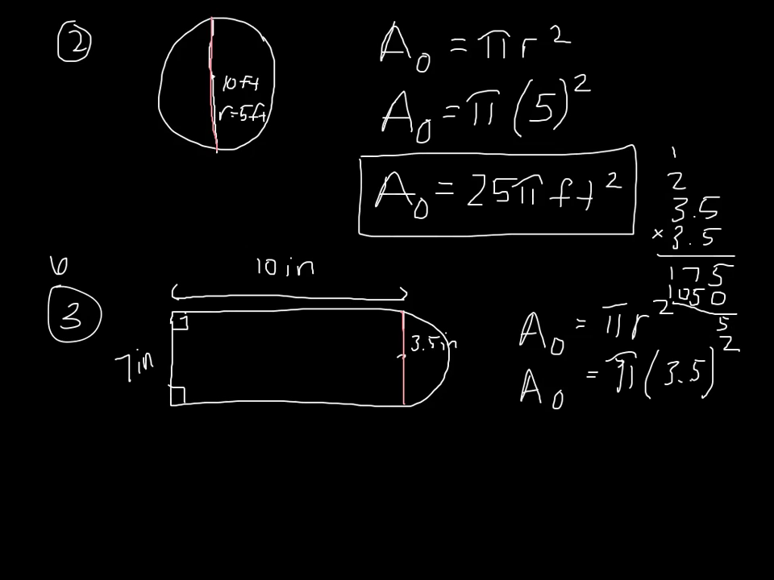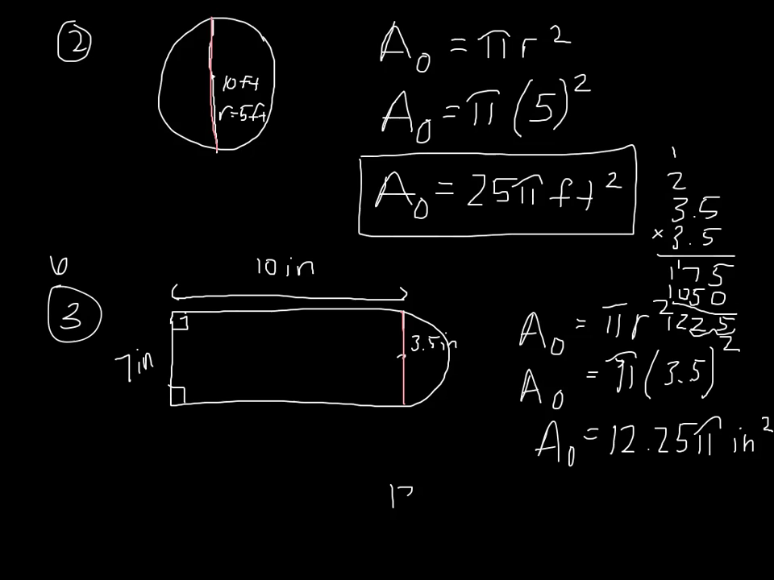Okay, so I'd get a 5, 7, 8, 9, 10, 11, 12. 2, 1, bring it back 2. So I'd get 12 and 25/100ths pi inches squared. Okay, so now what I need to do is divide that by 2, because I don't have a whole circle here, I just have half a circle.